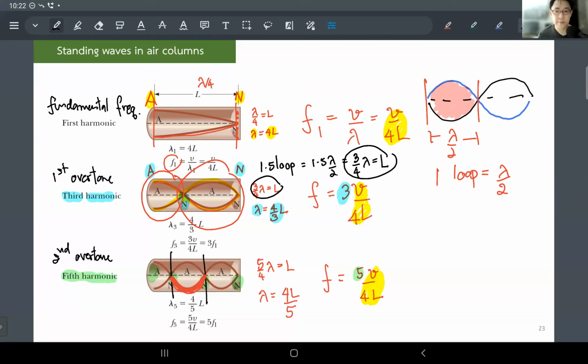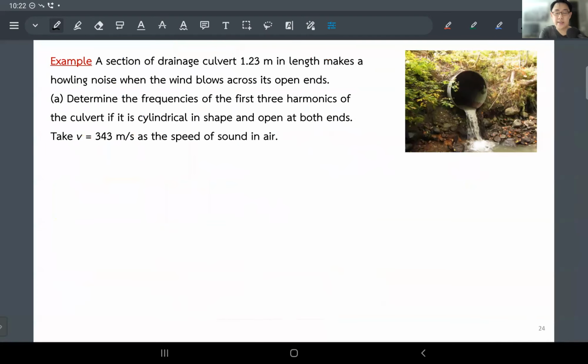It's the same thing as you recognizing what is going to be the wavelength of the wave, but you're doing it through counting the number of loops in your system. All right, guys, any questions so far? All right, so if not, let's take a look at the example right here.